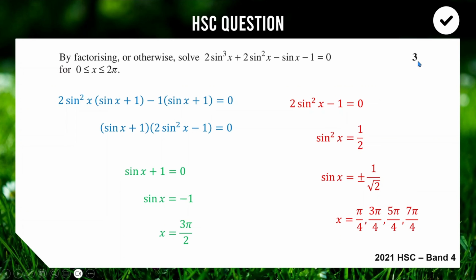So to get our full 3 marks, we've got to have all 5 of these answers together. This was in 2021 for our band 4. But again, this one was nice because it was factorizable and it was just between 0 and 2 pi. There were no extra loops or negative domains, anything like that. This is pretty friendly, but again, it's still a band 4, it's still tough.